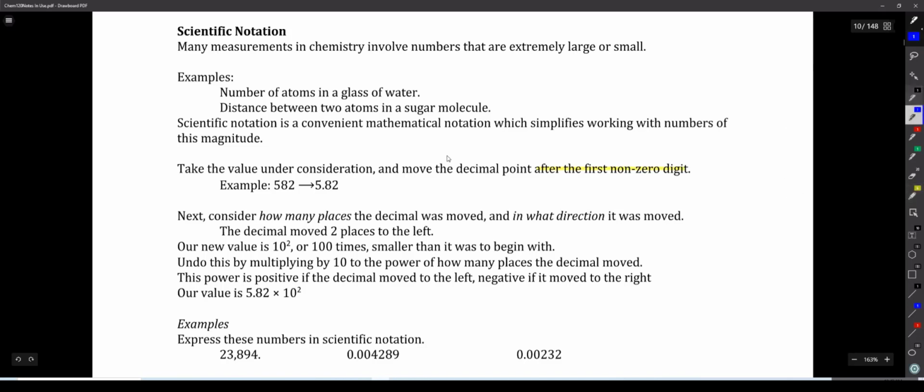So here's a number, 582. We don't need scientific notation for it. That's not too big of a number. But let's say we did want scientific notation. We know that the decimal is technically hiding right there, even if we don't write it. So we move the decimal until it's after the first number that's not zero, which would be the 5. Note how many places you moved it and also which direction. So I go 1 to the left, 2 to the left.